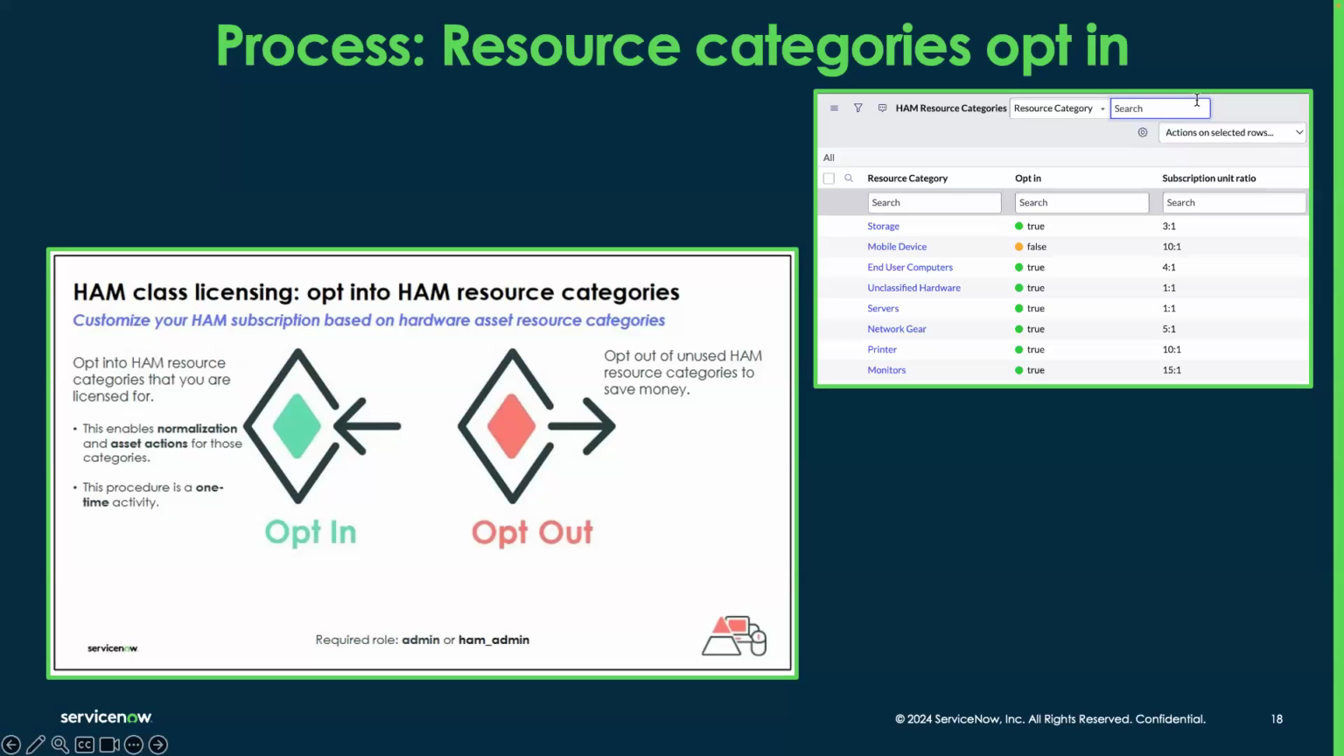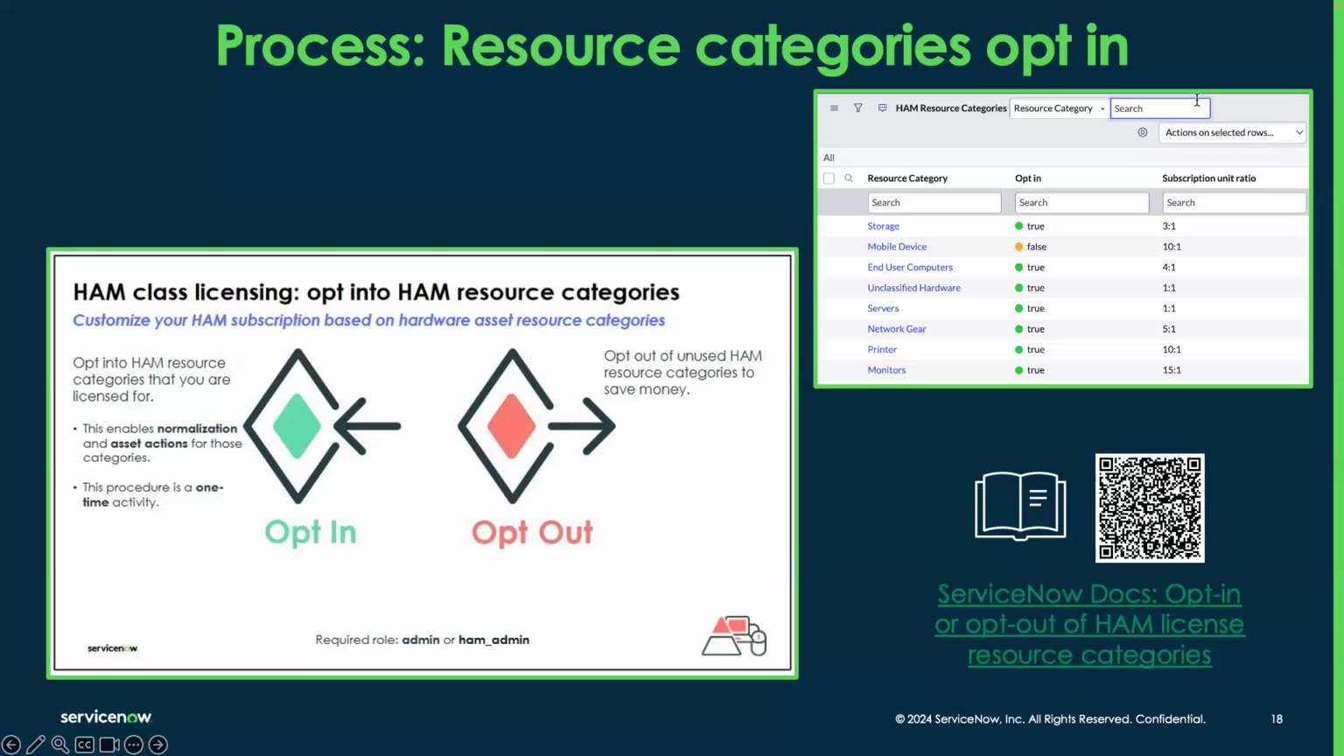Servers we're going to keep at 1 to 1 because that's highly processed, highly computable equipment that we have a lot of information that we're tracking. However, if we're looking at the printers, we're going back down to 10 printers to 1 subscription unit. So we did this to help alleviate some of the costs to the customers. Now, on the ServiceNow doc page, we have a great article on opting in and or out of the ham license resource categories. I highly recommend going here. It's a great resource to make a decision on what you need to do.